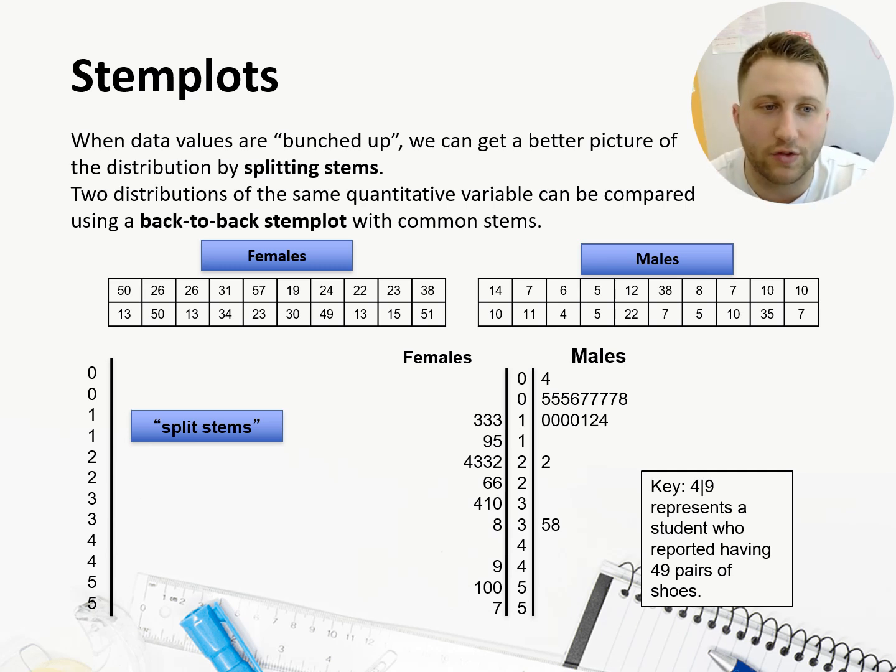And the other technique that you're seeing here is splitting stems. So this is if you want a more granular view of the data. One way to stretch out a stem plot is to split stems. So you have each of the stems listed twice, where the top one is the lower values, 0 through 4 of the leaves, and the bottom value of the same stem is the upper or the higher values, so 5 through 9. So notice that the person that has 4 pairs of shoes goes on the higher stem. The people that have 5 already go down to the lower value of that same stem.